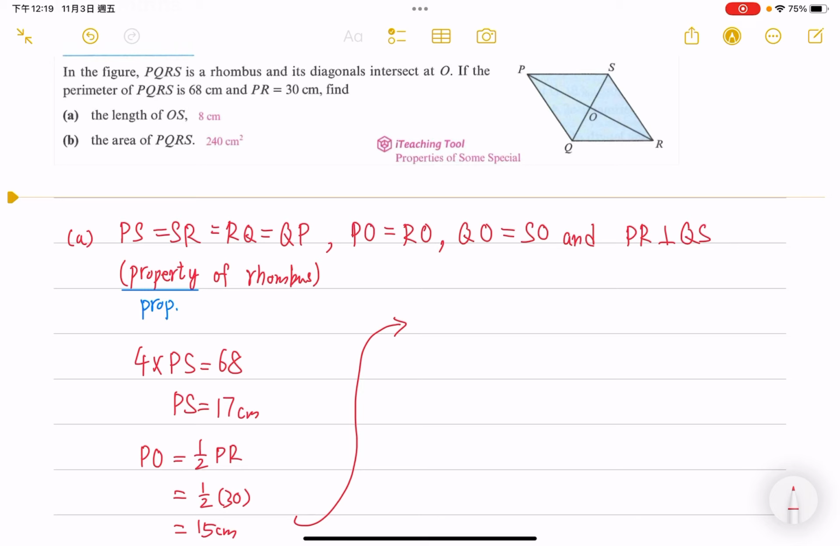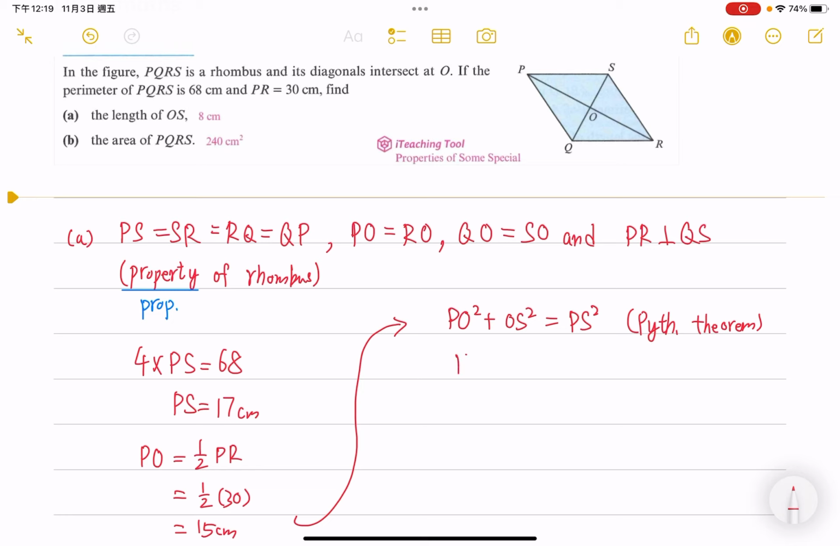So when we are going to find SO, we have to make use of the Pythagoras theorem. So we have PO square plus OS square equals PS square. This is the Pythagoras theorem. And remember, for the theorem, you have to write down the full name for it. Otherwise, if you write down THM dot, then you will lose the mark. It is incorrect.